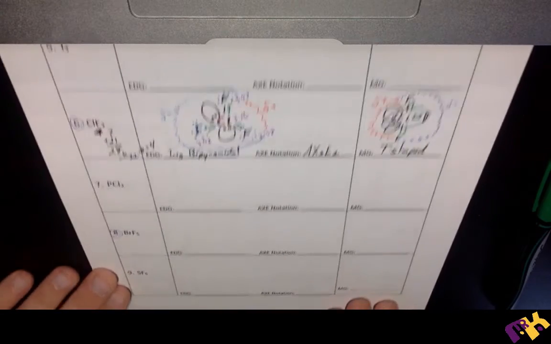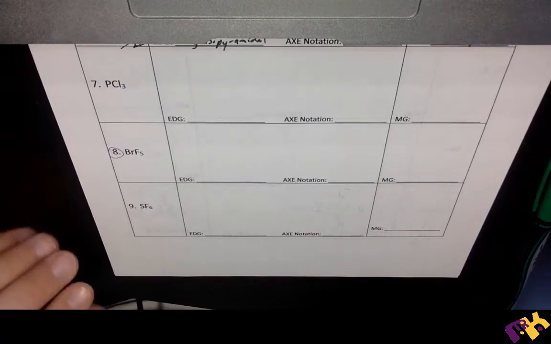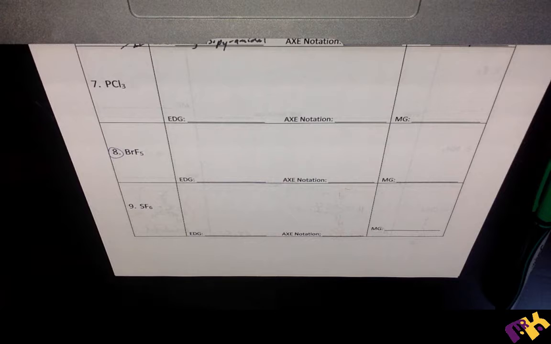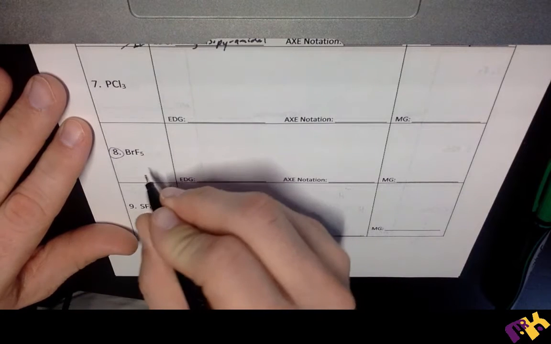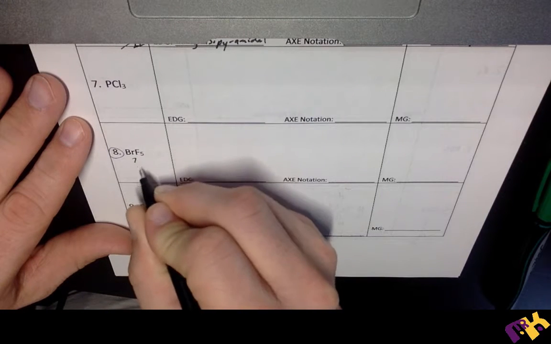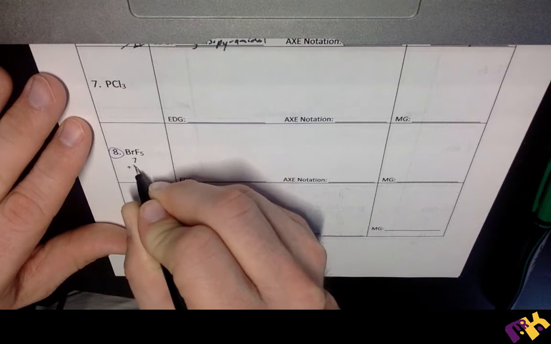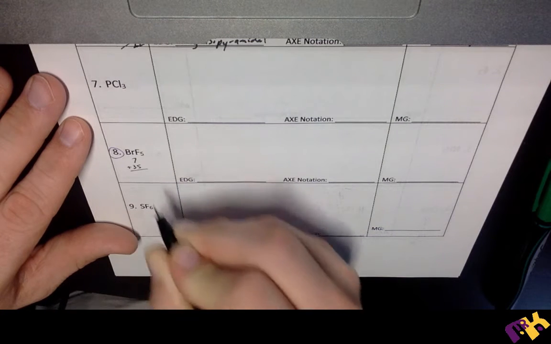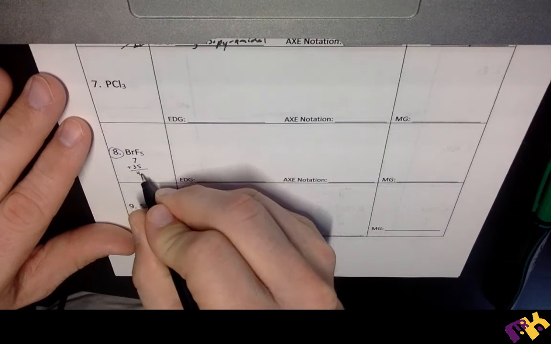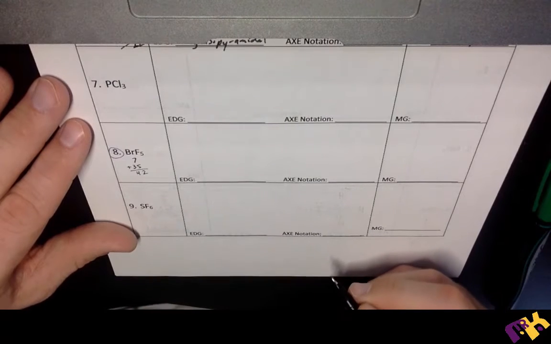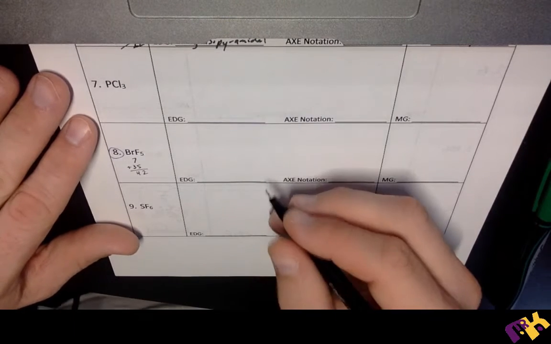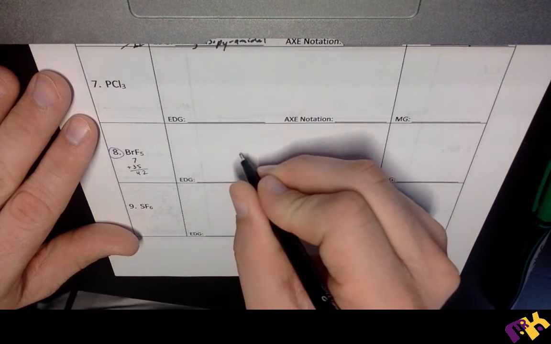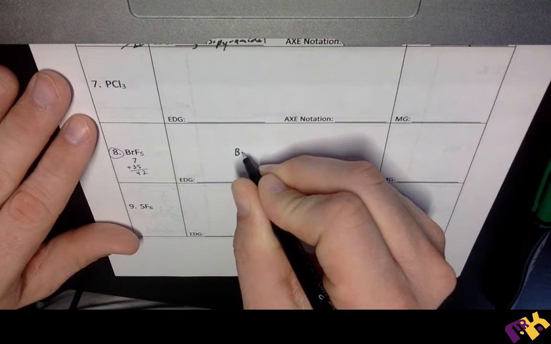Okay, let's move to number 8. Number 8, we got BrF5, so bromine pentafluoride. We're going to get 7 valence from the bromine, plus 35 from the fluorines altogether. That would be 42 total electrons. The central atom should be the lowest in electronegativity. That's going to be the bromine. So we'll put bromine in the middle.